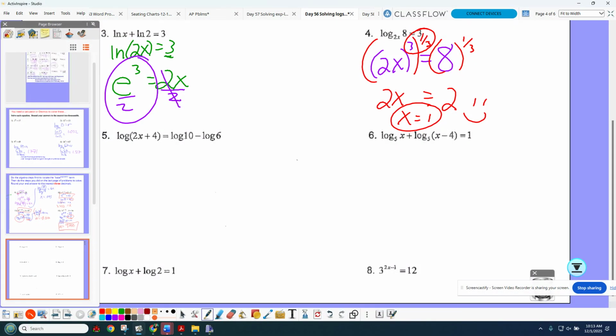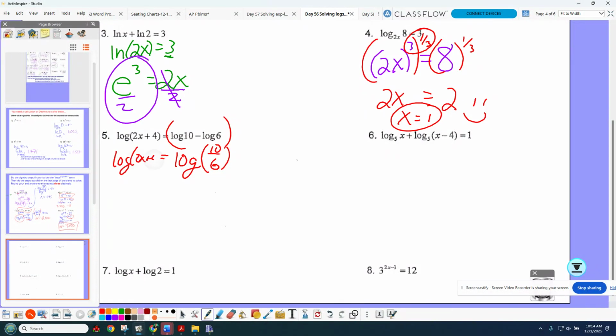So each of these had a different wrinkle to it. Nate, that's number 5. I have log, log, log. Can I just divide by log and get 2x plus 4 equals 10 minus 6? The answer to that is no. So what are we going to do? What's the strategy? The logs do not cancel. However, subtraction across log is division inside.